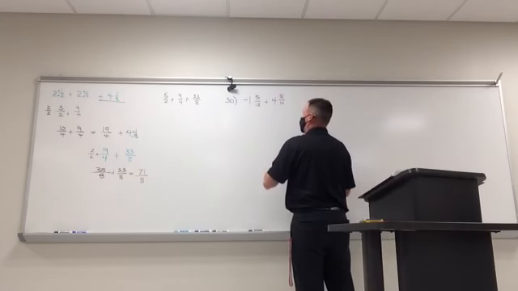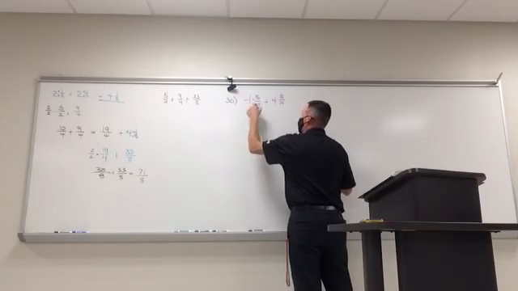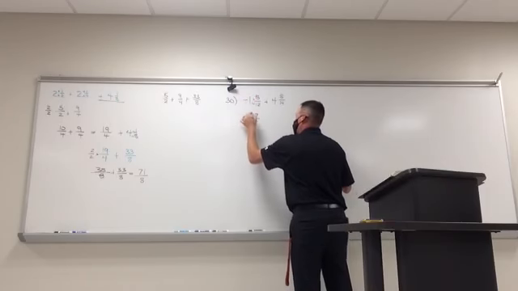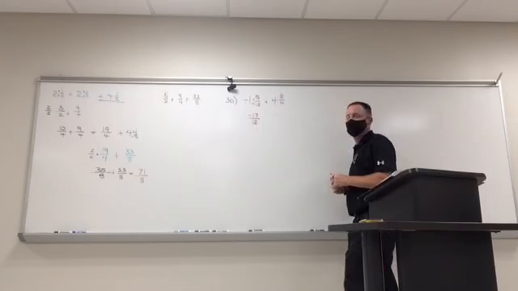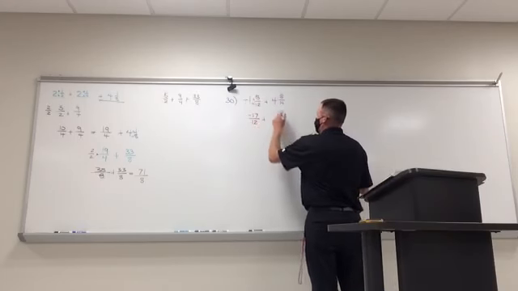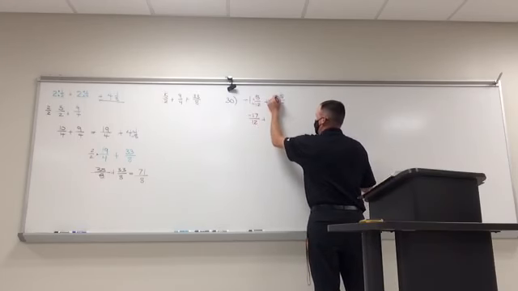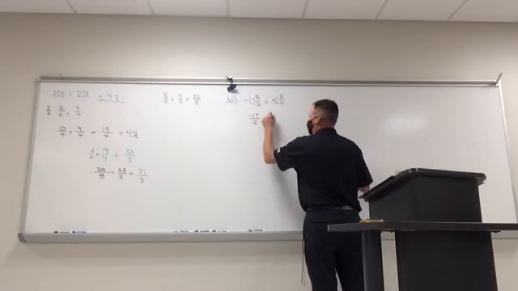Ignore the negative to begin with. 12 times 1 plus 5 is 17 over 12. Now bring your negative back in. Plus 14 times 4 is 56, plus 5 is 61.